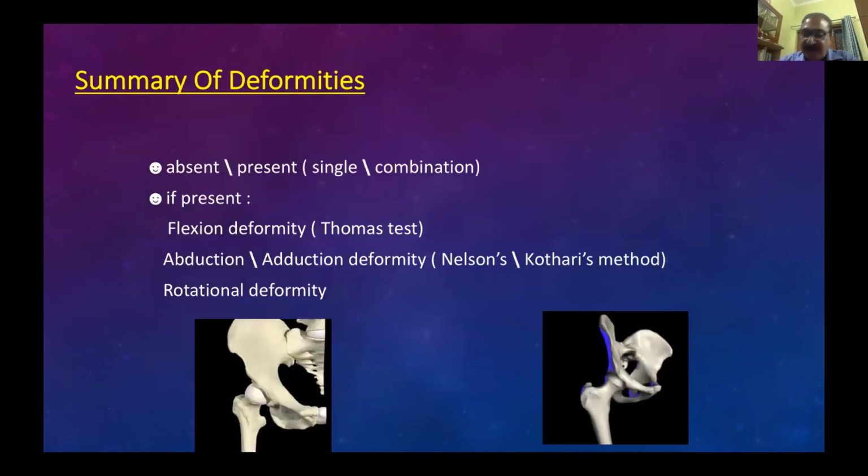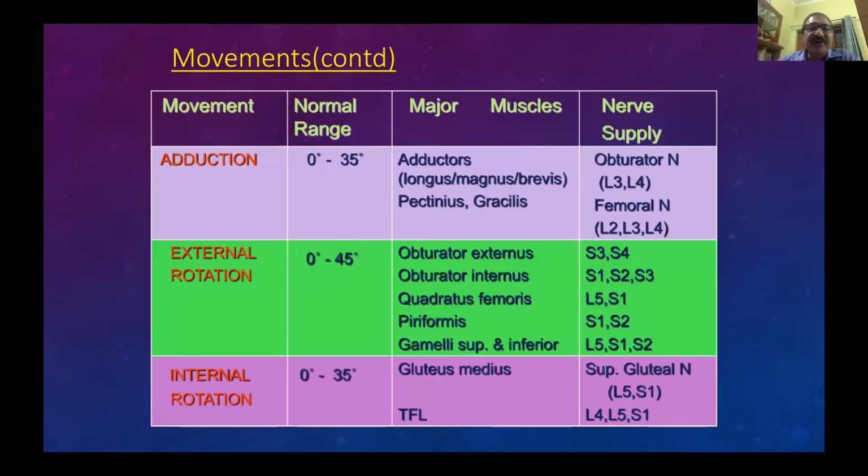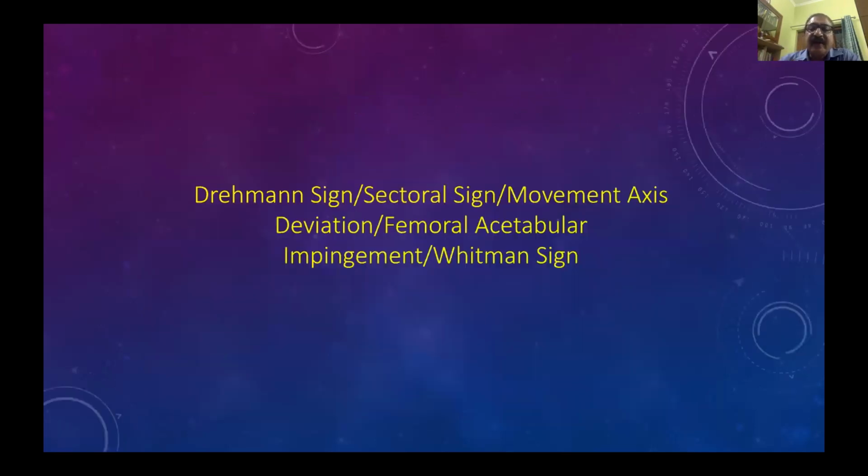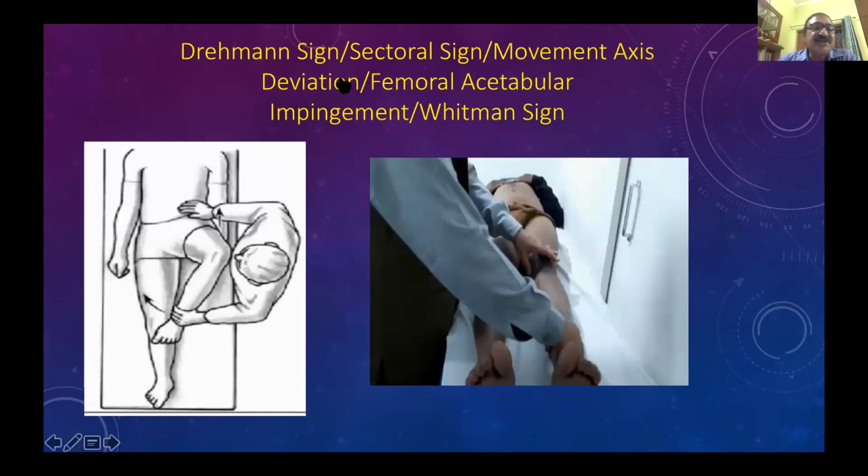This is a summary of the deformities. Movements we have to see. I'll just make a mention of the Drehmann sign. There have been several names for this sign. It was classically described in slipped capital femoral epiphysis, but it has now been described in AVN also. In this sign, when we flex the hip joint, at a particular point the flexion stops, and further flexion is possible only if the hip is taken to external rotation.